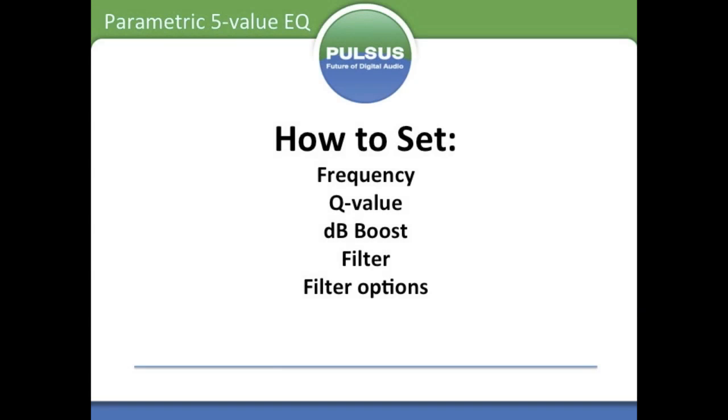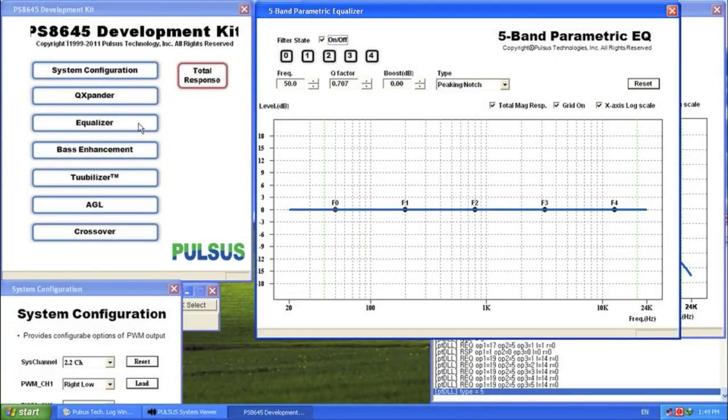Let's have a look at Equalizer. This 5-band parametric equalizer first must be turned on and off. You are given 5 different points in which you can click to turn on, and as it fills with black, it is turned on. When it's filled with white, it is turned off.